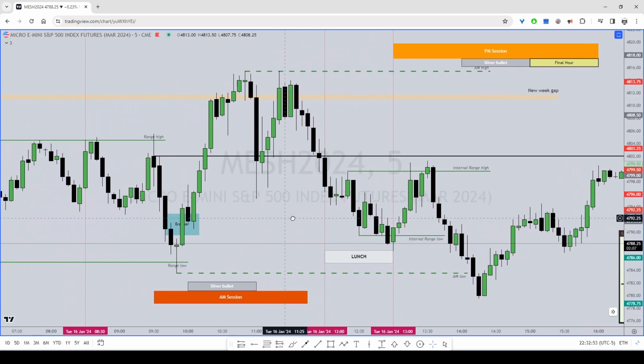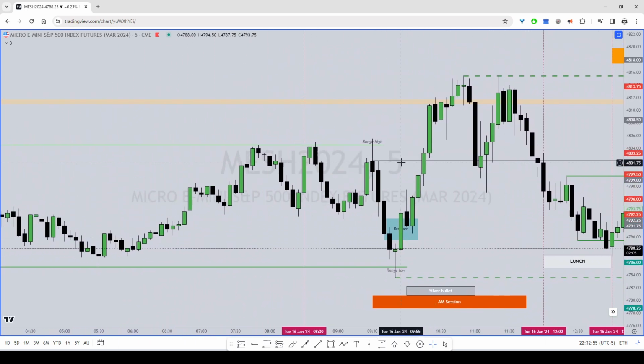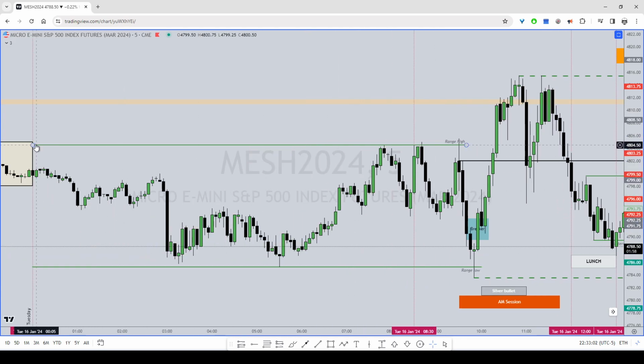On the AM side of things, you'd have to use a totally different set of ranges. And again, AM Silver Bullet. So using our range from midnight to 8:30, after 9:30's opening bell, price runs down, takes the range low, sweeps it. We're going to go down into the Silver Bullet here on the 1 minute.